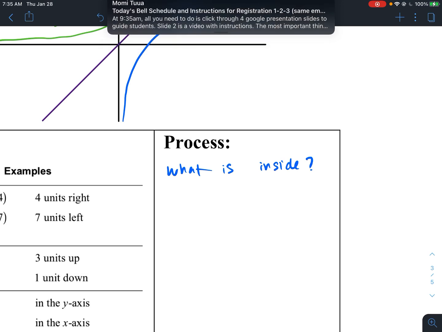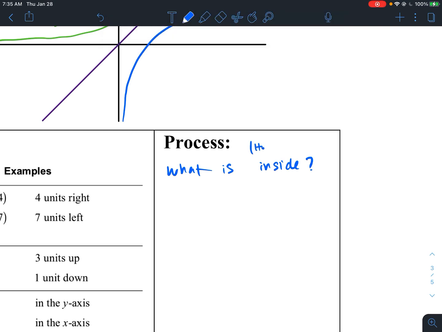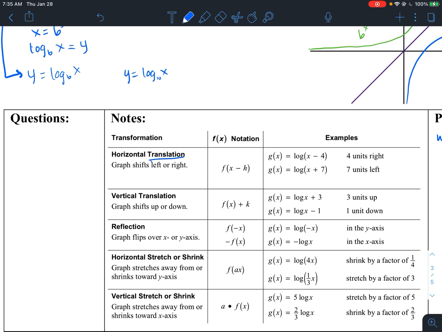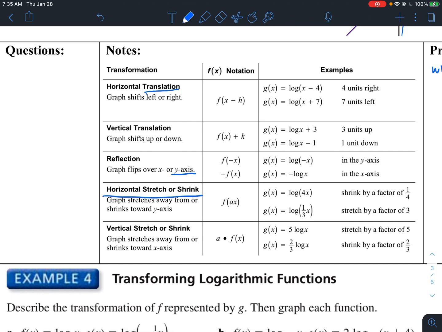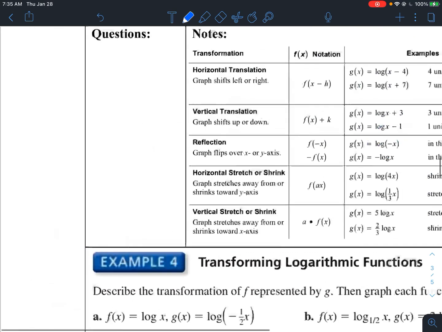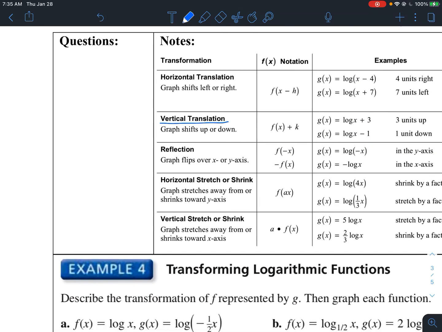This is important because this tells us what's a horizontal change. This could be a horizontal translation, a reflection over the y-axis, or a horizontal stretch or shrink, because whatever happens inside is one of these three transformations, versus what is outside. This is a vertical transformation, which means we'll have a vertical translation, a reflection over the x-axis, or a vertical stretch or shrink.